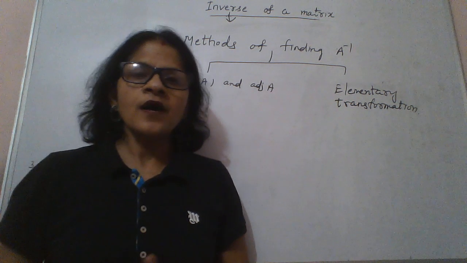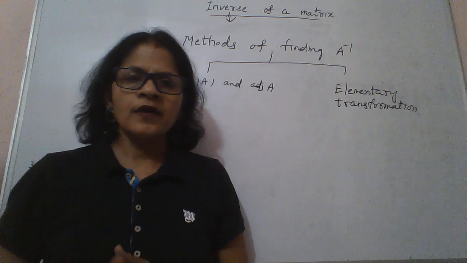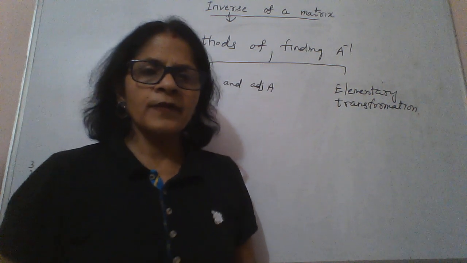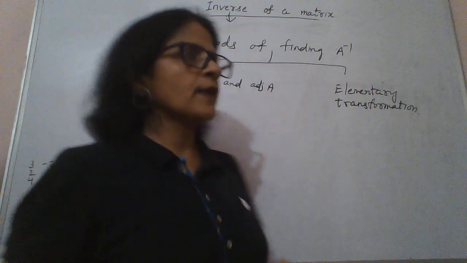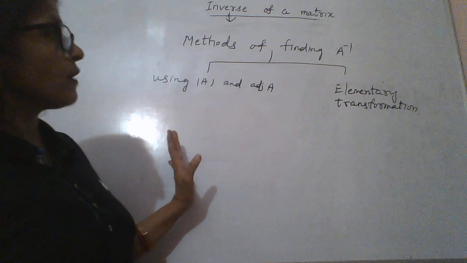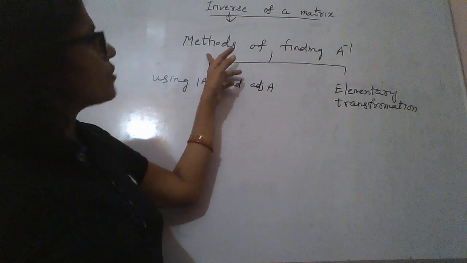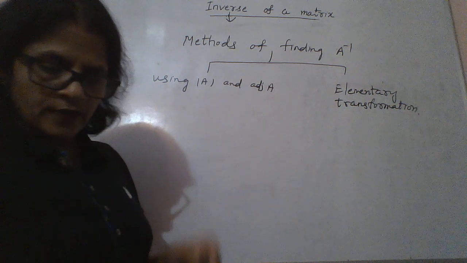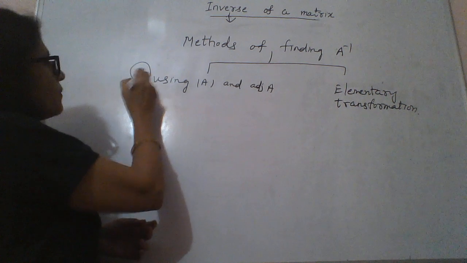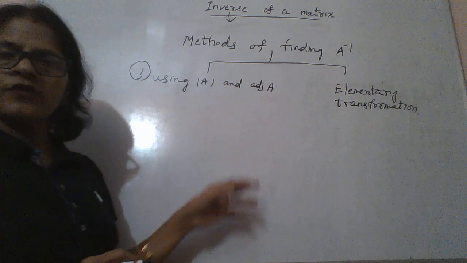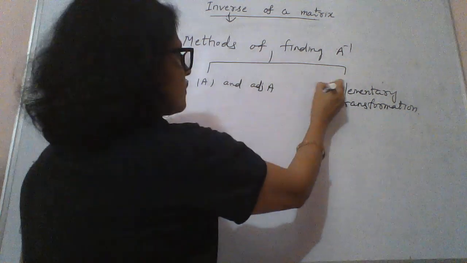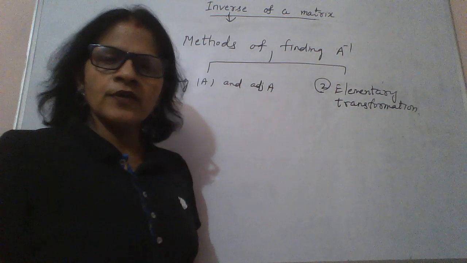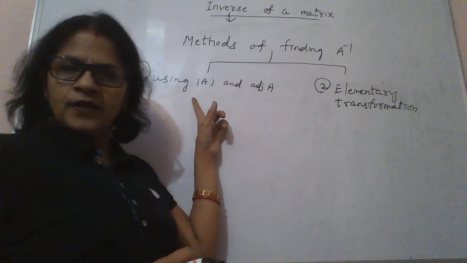So as I said, how to evaluate the inverse of a matrix. It means the methods of evaluating the inverse of a square matrix. So for methods of finding A inverse, we use two methods. First method is using determinant of A and adjoint of A. Our second method is the elementary transformation method. Out of these two methods, we will be studying the first method today.